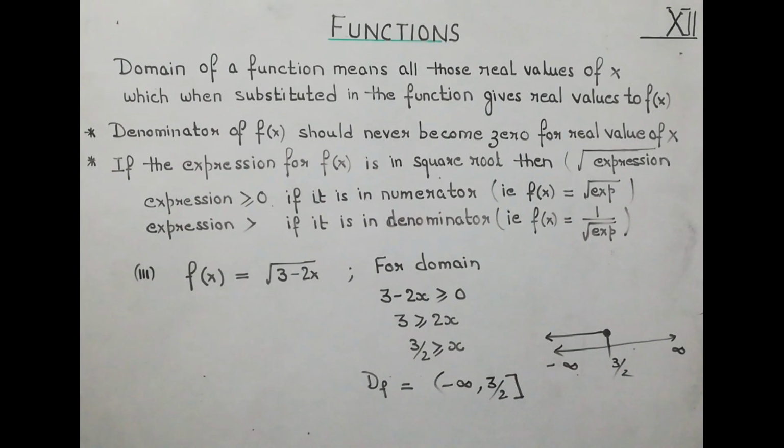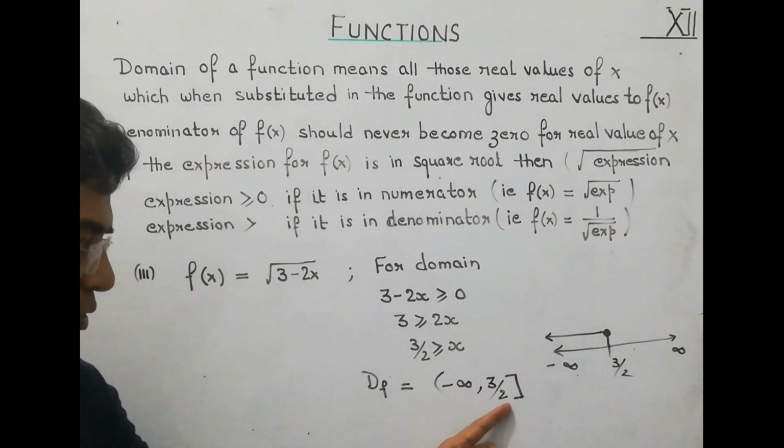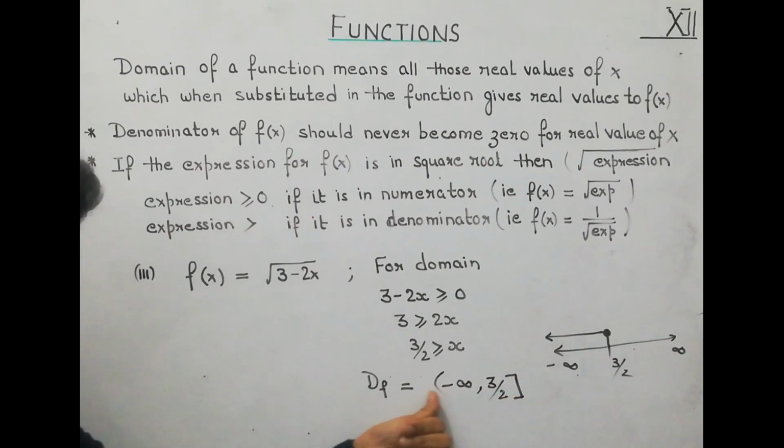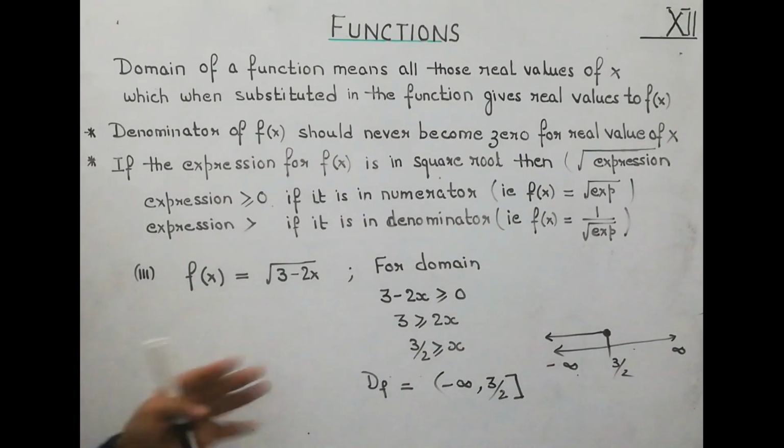So that means what will be the domain of the function? It will be including 3 by 2 and all the values less than 3 by 2. So this will give you the domain of the function. So is this clear? If the expression for f(x) is containing the root sign, then the expression within the root sign will be greater than or equal to 0. Let us take one more. You can pause and note down this.